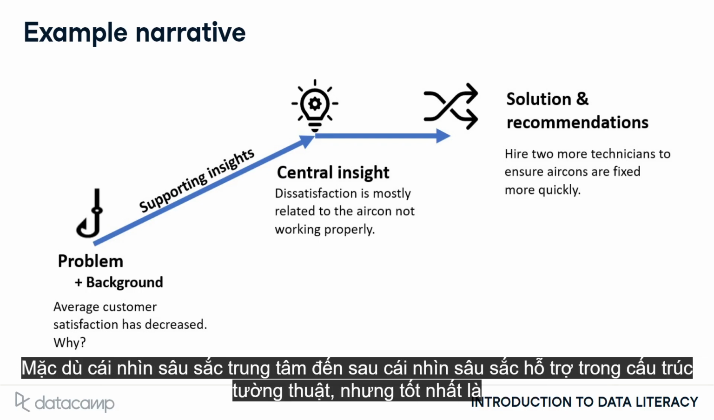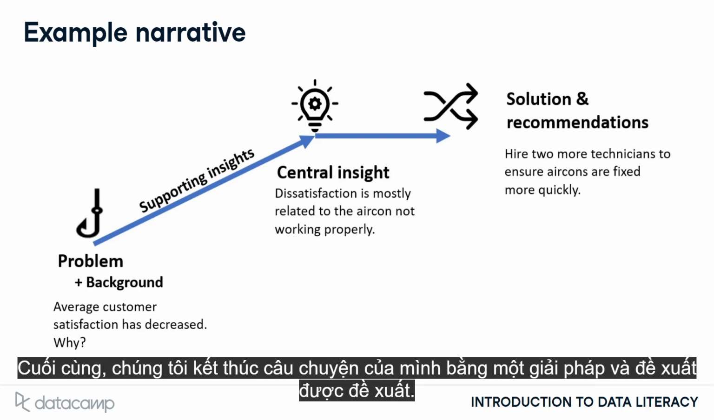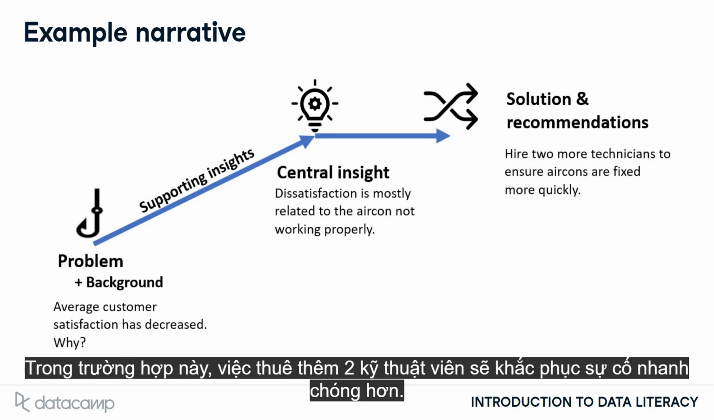Although the central insight comes after the supporting insights in the narrative structure, it is best to think about the central insight first when crafting your story, so you know which supporting insights you need. Finally, we end our story with a proposed solution and recommendations. In this case, the hiring of 2 more technicians to fix problems more quickly.